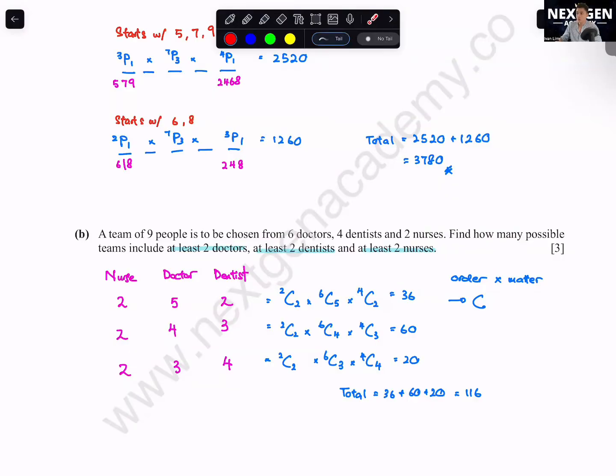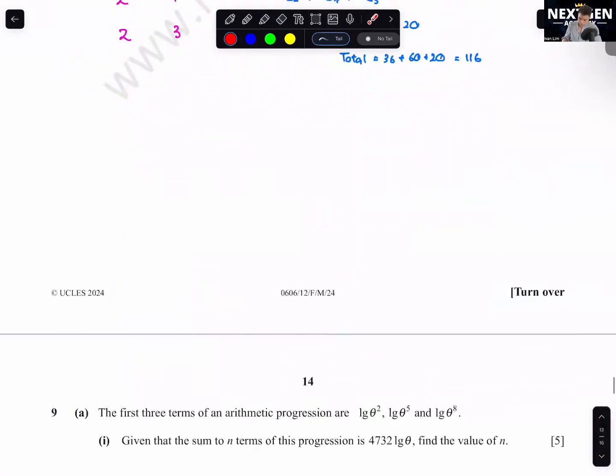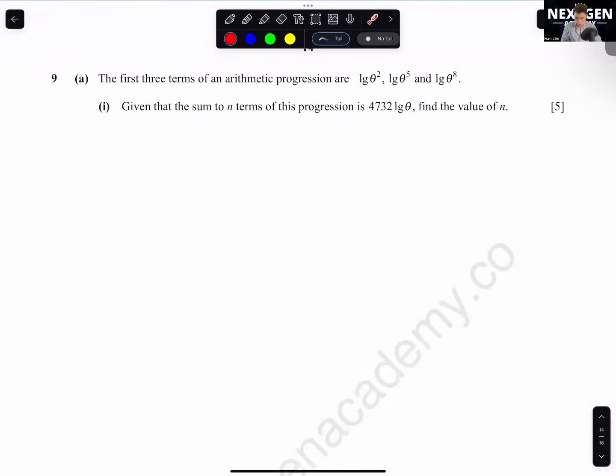All right, let's go to question 9. The first 3 terms of an arithmetic progression are these 3 numbers here. Given that the sum to n terms of this progression is 4732 log theta, find the value of n. Don't know your formula? Go to page 2, write down all your formulas first.